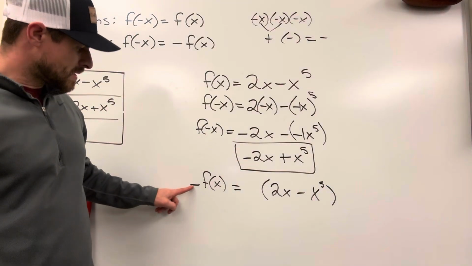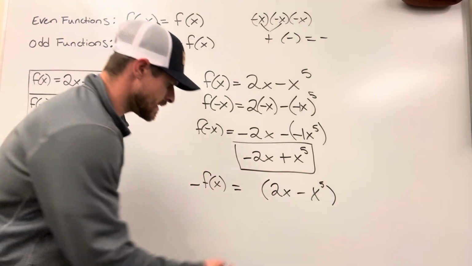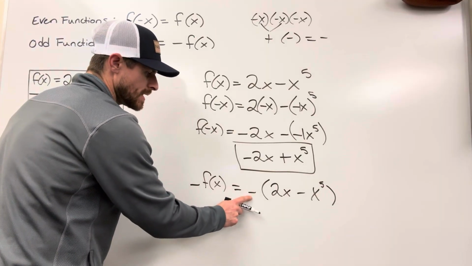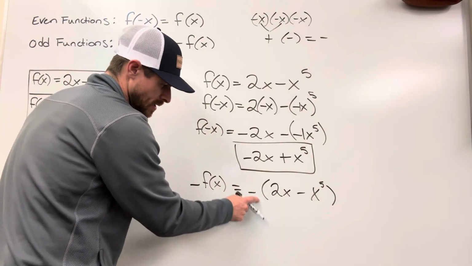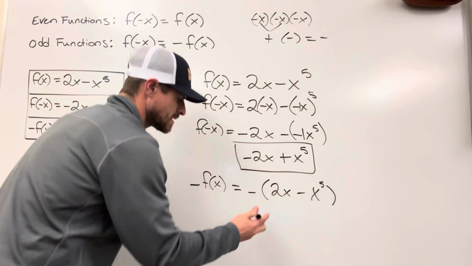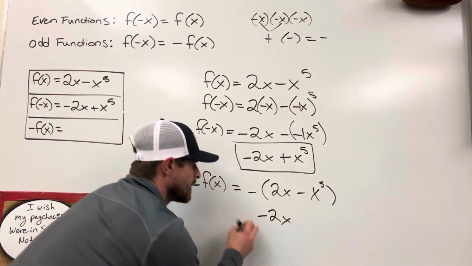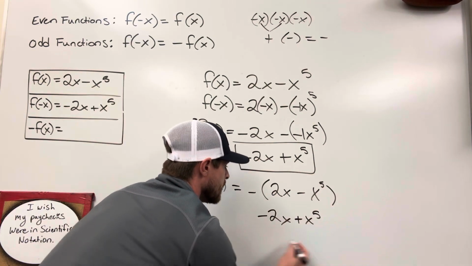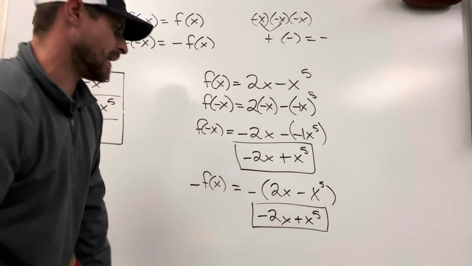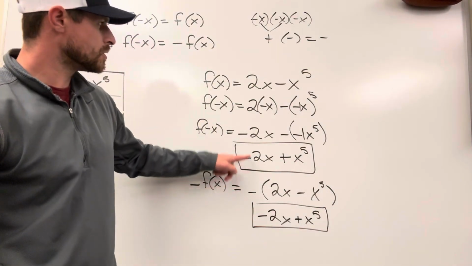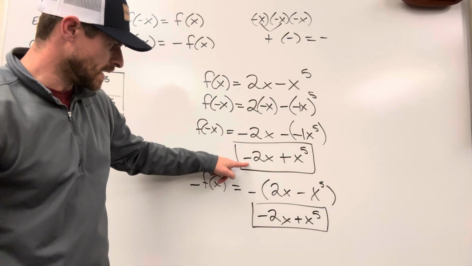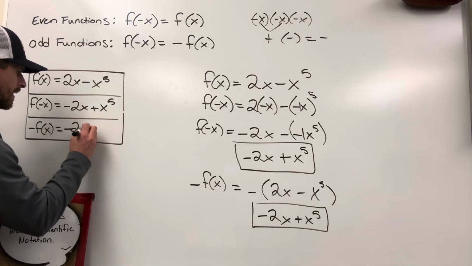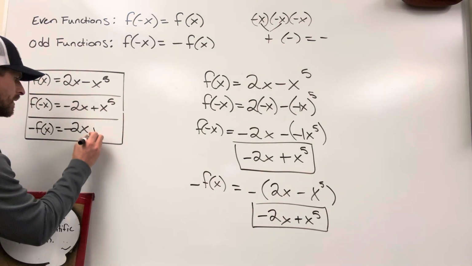Now, when we say opposite of f of x or negative f of x, that negative goes right here and needs to distribute to all of the terms. So if I multiply a negative 1, which is just not visible, but there is a 1 right there, that negative 1 times 2x is going to make negative 2x. And that negative 1 times a negative x to the fifth is going to make a positive x to the fifth. Now I'm going to put a box around this because it's simplified, and I'm going to compare it to my other two, my original and my f of negative x. Before I do that, why don't we just put it over here in our chart so we have them all nice and neat in one spot. Negative 2x plus x to the fifth.